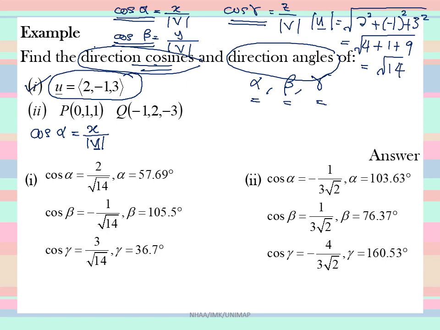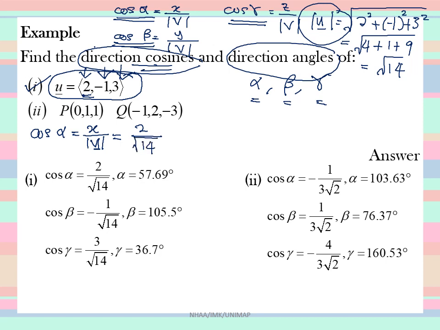Okay, so the length or the magnitude of vector u is square root of 14. Now you can substitute the value into the formula. So what is your x? X is the value of your x component. This is your x component. This is your y component. That is your z component. So x component is 2 over square root of 14.